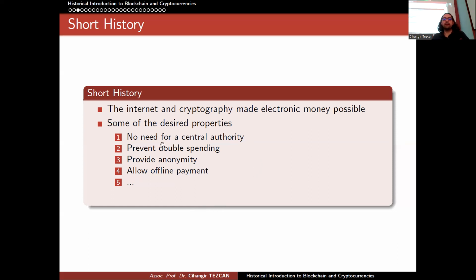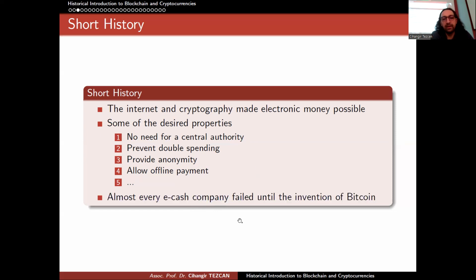Bitcoin or Ethereum don't need a central authority. They prevent double spending. Bitcoin or Ethereum kinds of cryptocurrencies provide pseudo-anonymity, but there are some cryptocurrencies that allow full anonymity. We will talk about them when we talk about zero knowledge protocols. But the important thing is that almost every e-cash company failed until the invention of Bitcoin in 2008.